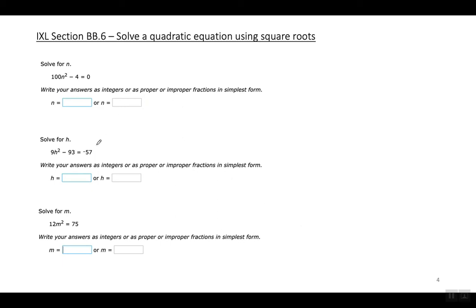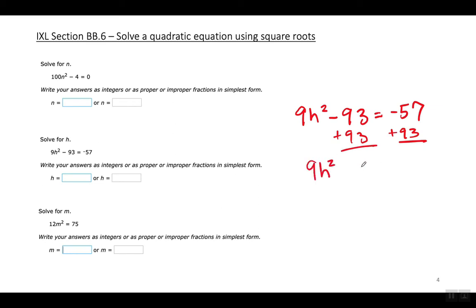In the second example, again, let's get h to the second power, let's get the variable by itself, okay? So in the second example, we got 9h to the second power minus 93 equals negative 57. All right, so let's move 93 to the right by adding. Okay, so I'm going to have 9h squared equals, hold on, 93 minus 57 is going to be 36.